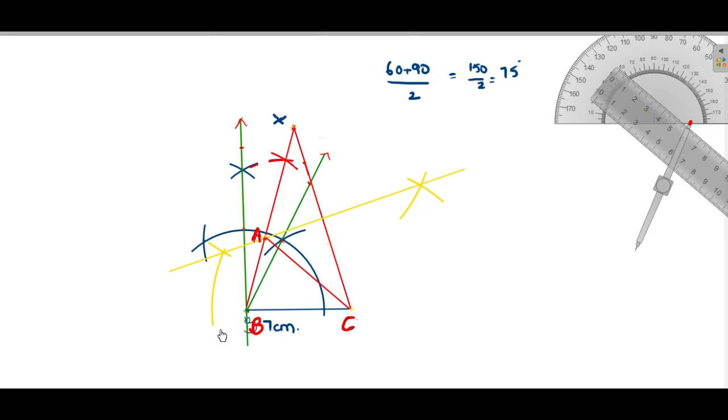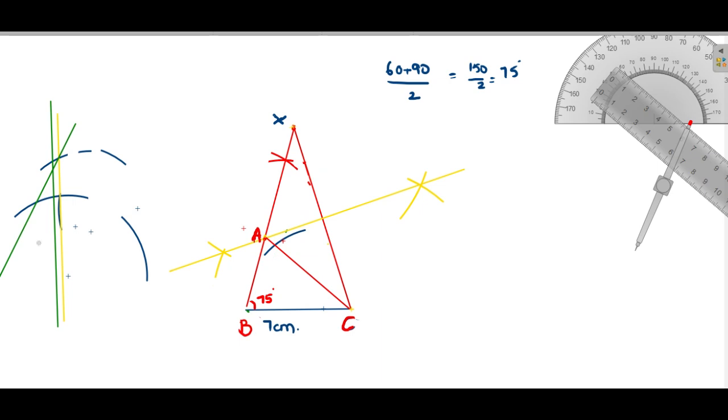Then what did we do? As you can see here, let me remove these extra lines. You cannot do this in your book, although as you can see, we have constructed this 75 degrees. Now on this ray BX, we will mark a distance of 12 centimeters, because AB plus BC was 12 centimeters. So this XB is 12 centimeters. Now we will join X to C.